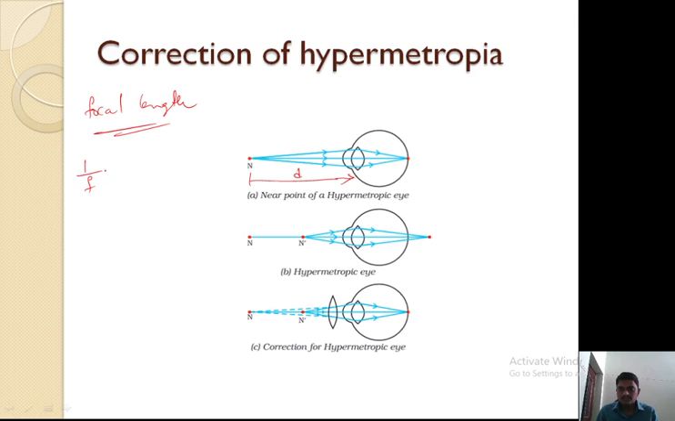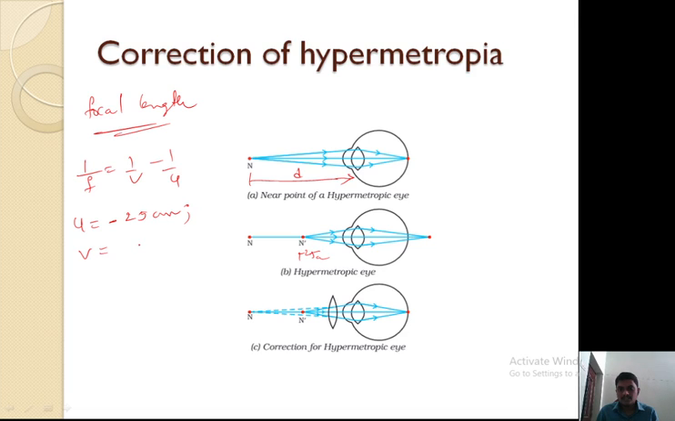What is the lens formula? We use the lens formula to find it. 1 by f equals 1 by v minus 1 by u. Where is the object located? We are placing the object here at the normal near point, 25 centimeters. It is on the left side, measured opposite to the direction of incident light, so it is taken as negative: u equals minus 25 centimeters.